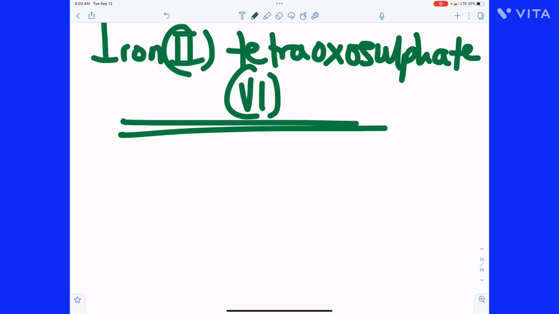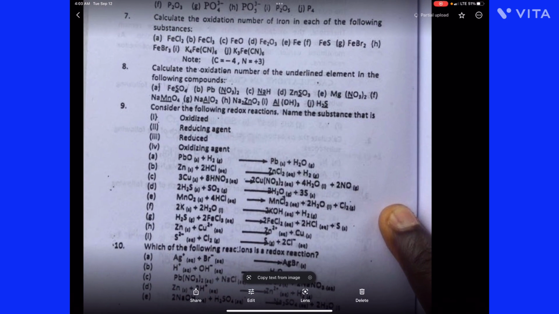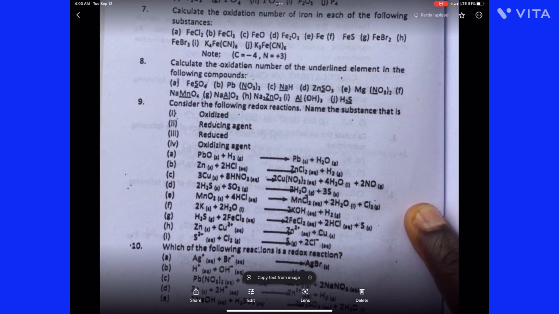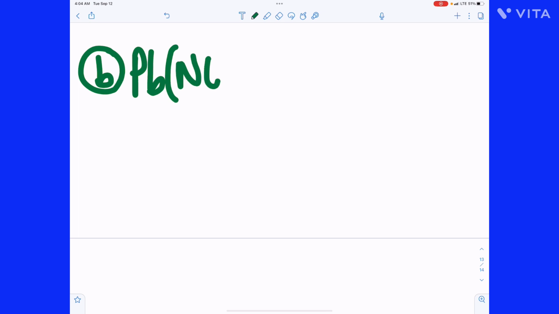Now number 8b. What's in 8b? 8b is Pb(NO3)2. Pb(NO3)2.